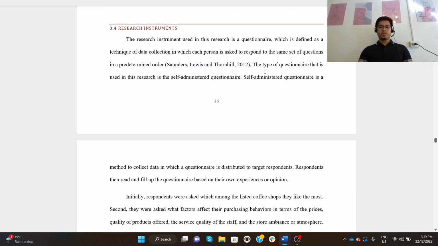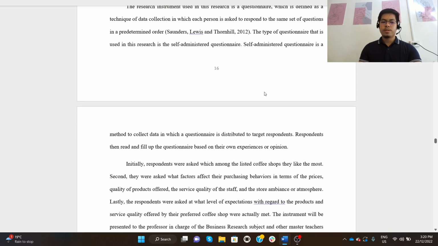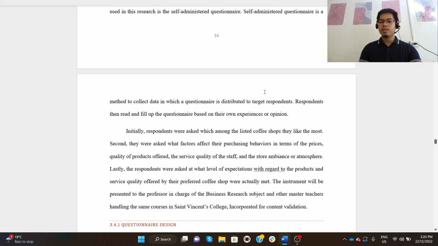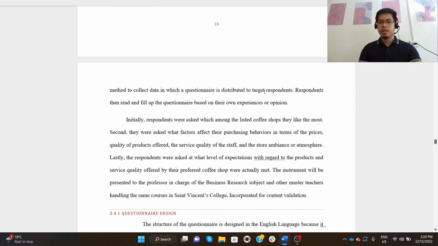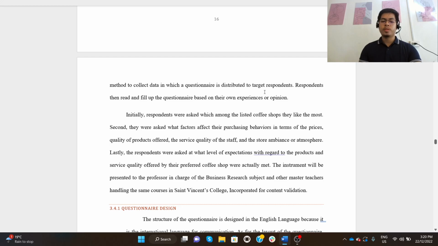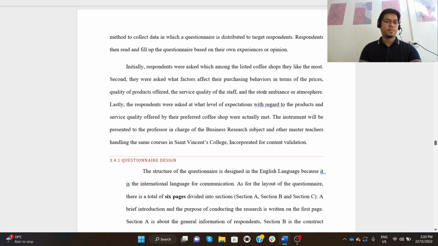And we have the research instruments. The research instrument used in this research is a questionnaire, which is defined as a technique of data collection in which each person is asked to respond to the same set of questions in a predetermined order, according to Saunders, Lewis, and Thornhill, 2012. The type of questionnaire that is used in this research is the self-administered questionnaire. Self-administered questionnaire is a method to collect data in which a questionnaire is distributed to target respondents, and respondents then read and fill up the questionnaire based on their own experience or opinion.